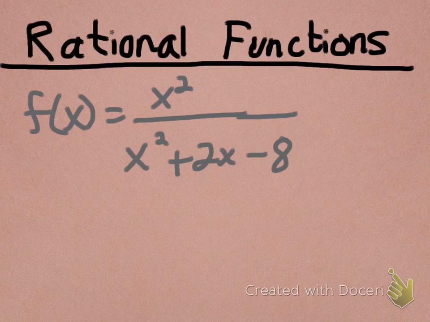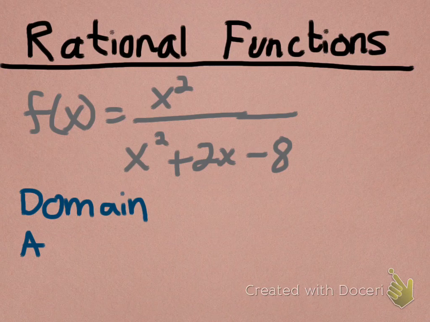Okay, so let's talk about rational functions here. If you have a function f of x equals x squared over x squared plus 2x minus 8, a few different things that we want to talk about. Let's see if I can list those out. We want to first talk about the domain. Always want to be able to identify the domain of your function.